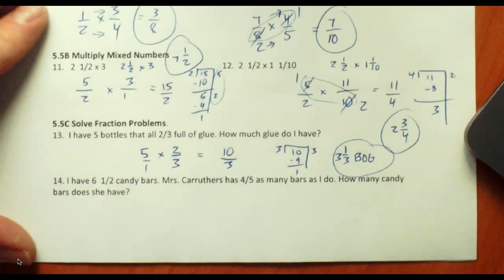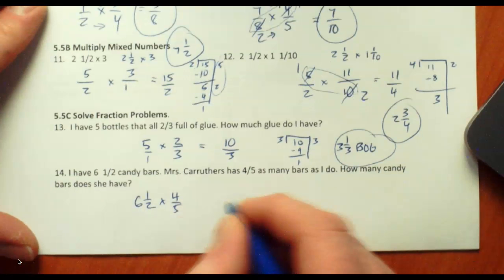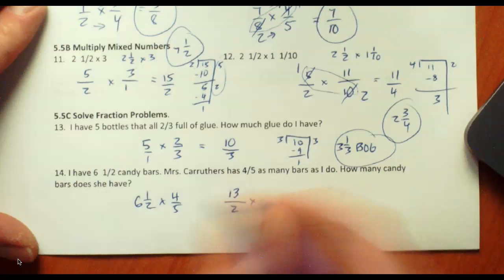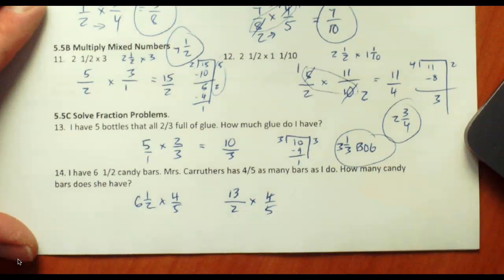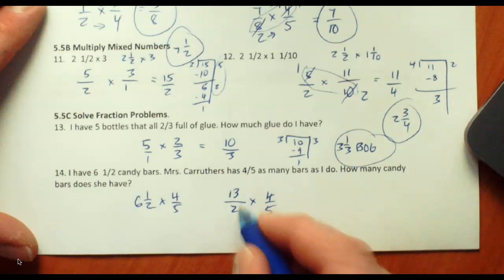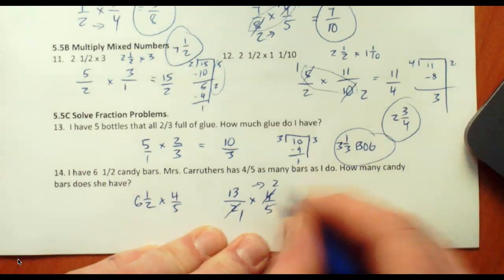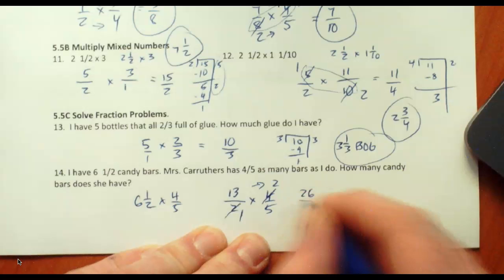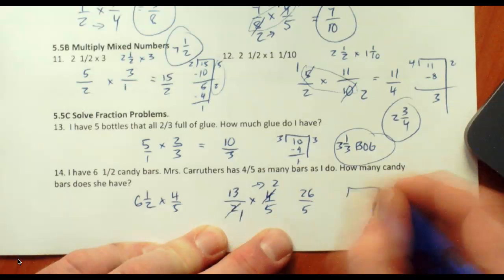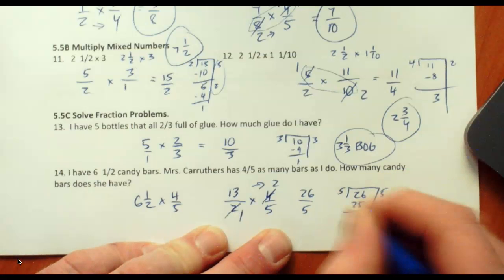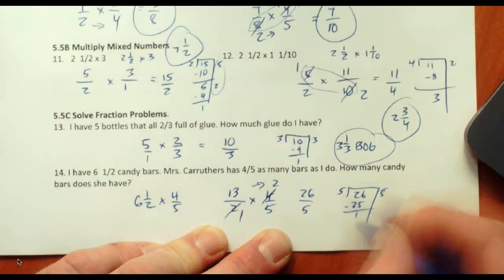All right. I have 6 1/2 candy bars. Mrs. Carruthers has 4/5 of what I have. So we just multiply those together. Let's change this to 6 times 2 is 12, plus 1 is 13 halves. Times 4/5. Okay. Well, we can cross reduce here. 2 divided by 2 is 1. 4 divided by 2 is 2. And that's going to make our multiplication easier. So we have 13 times 2, which is 26. 1 times 5, which is 5. 26 divided by 5. Well, it's going to go in there 5 times, which is 25. Subtract it out. We've got 1 left over, so our answer is 5 1/5 candy bars.